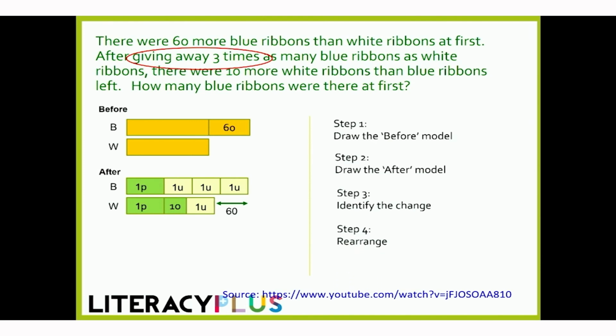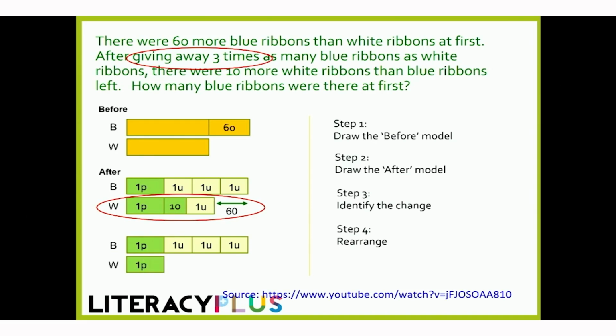Step 4, we will have to rearrange the white. What we do is try and put the number values together and put the units in front. So blue and white will be 1 part, 1 unit, and a 10. And this is 60.